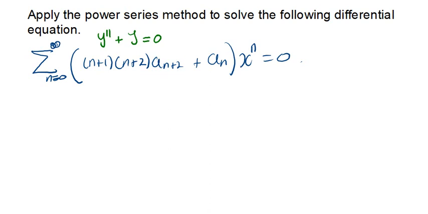Okay, so meaning we have to equate this to 0. What you have inside here has to be equated to 0 because that's the coefficient of x to the power n. So this is going to be n plus 1 multiplied by n plus 2 by a sub n plus 2 plus a sub n is equals to 0.